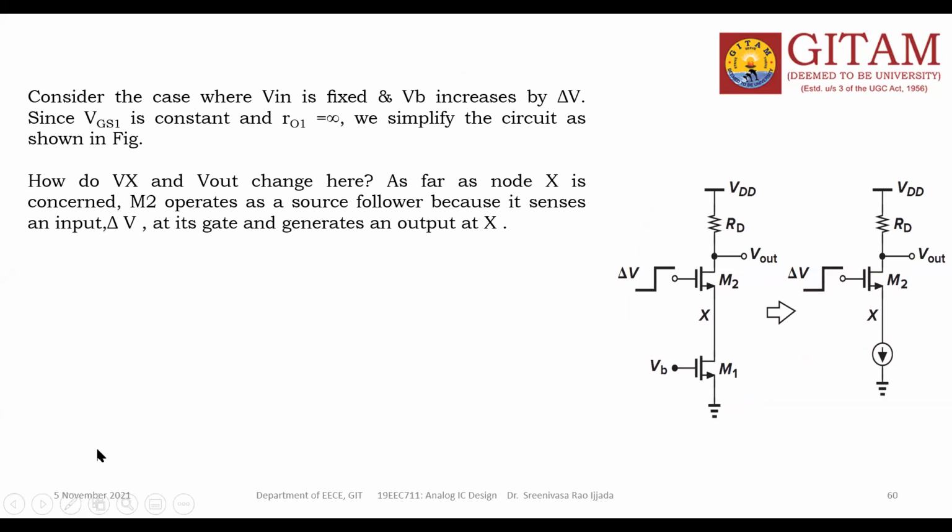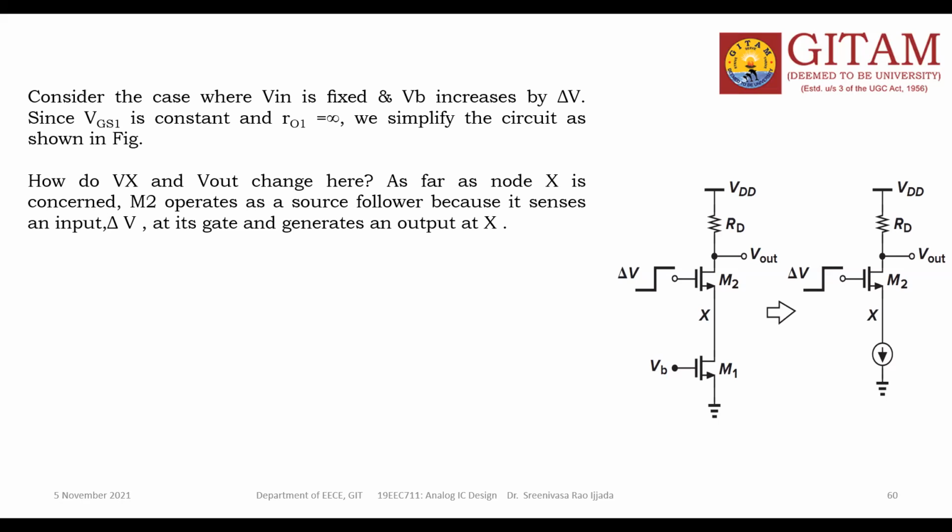How do Vx and Vout change here? In the earlier case, the M1 gate had some change in voltage and the M2 gate carried a fixed voltage. Now it is the opposite. The M1 gate is already fixed at a constant voltage, and the M2 gate is variable. That means some change takes place in the voltage. Then what happens?